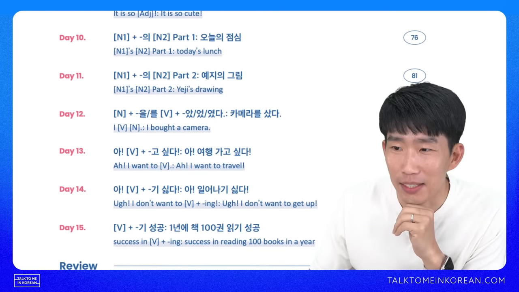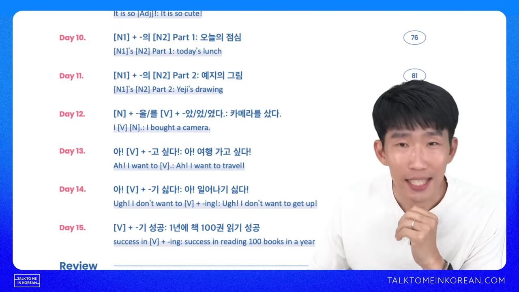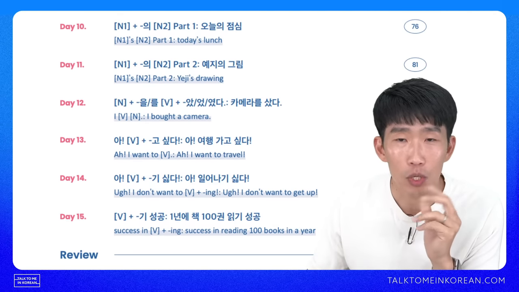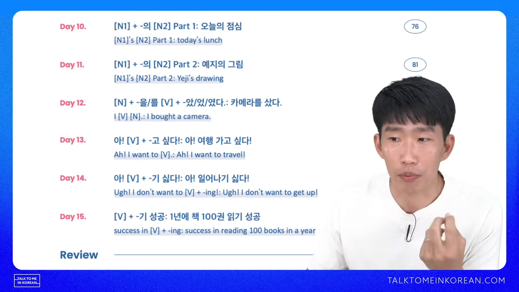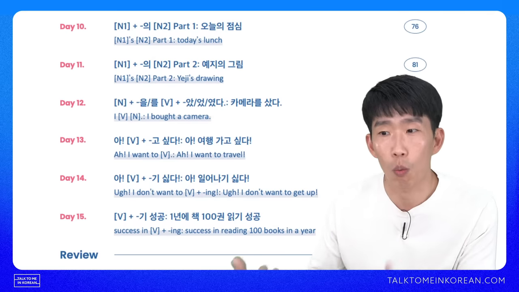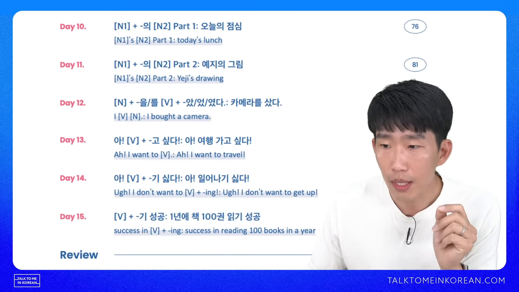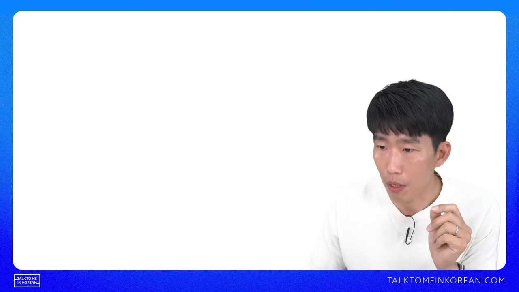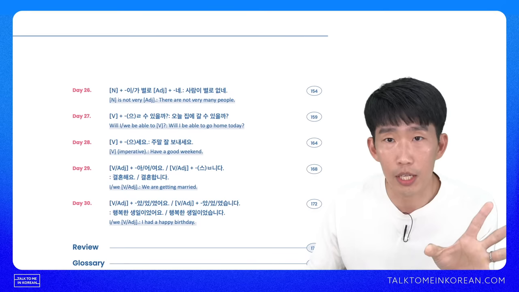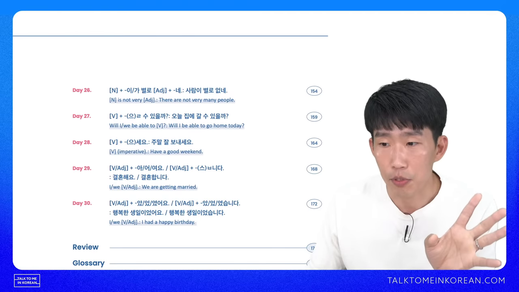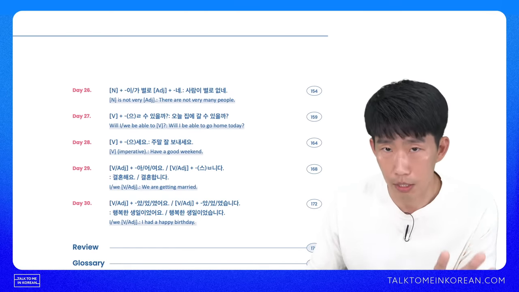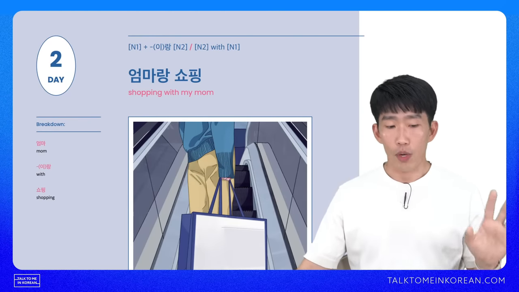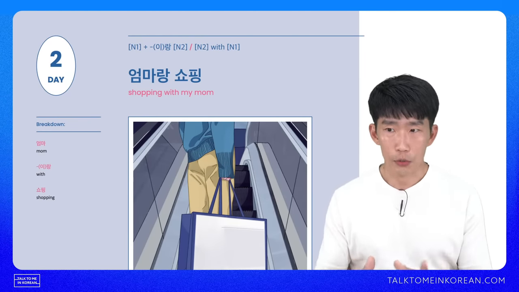And then day 12, what you did in the past tense, very simple past tense. And then day 13, you can talk about what you want to do. And we're going to practice with day 14 later, what you don't want to do. So there are more chapters here. 30 days, 30 mini chapters in this book that you can study with. So right now, let's begin practicing with day 2 content, okay?